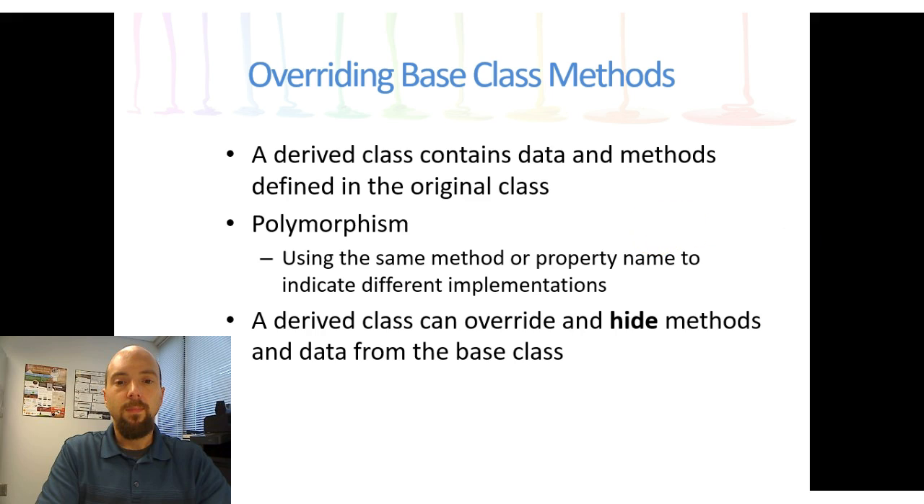All right, we can override base class methods. Let's say I have a method for calculating area of an object in my base class. And then in my derived class, I have the same method that allows me to calculate the area differently. Then I can override the way that it works in the base class. And this is called polymorphism. Polymorphism is using the same method or property name to indicate different ways to use it.